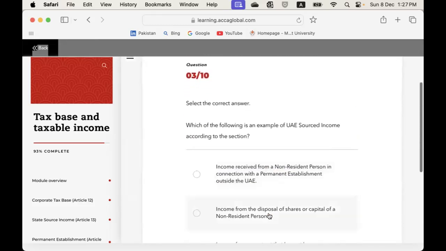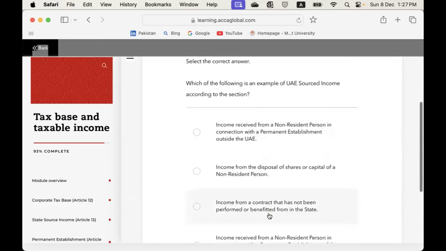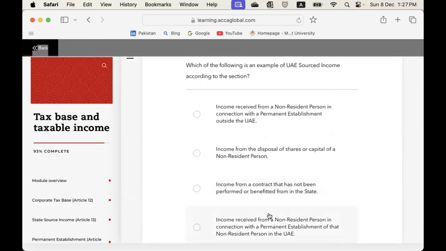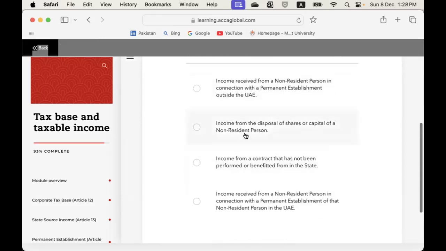Okay. What about this one? Which of the following is an example of UAE sourced income according to this section? Income received from a non-resident person in connection with a permanent establishment outside UAE. The person is non-resident, and the permanent establishment is also out of UAE, so it will not be selected.